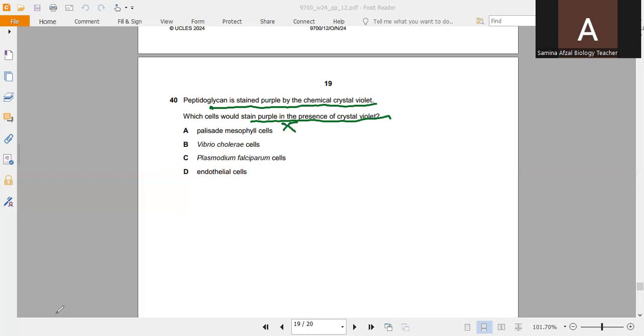And next, Vibrio cholerae cells, which cause cholera in human beings. Plasmodium falciparum cells, again, no. Endothelial cells, no. And peptidoglycan is present in the bacterial wall. So B is the correct option, because peptidoglycan is only present in the bacterial cell wall. So B is the correct option in this case.